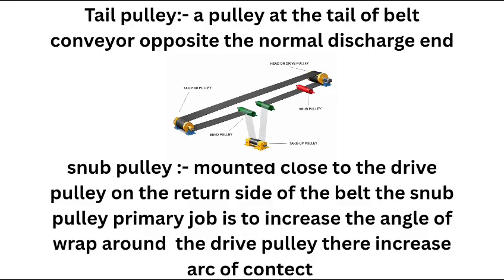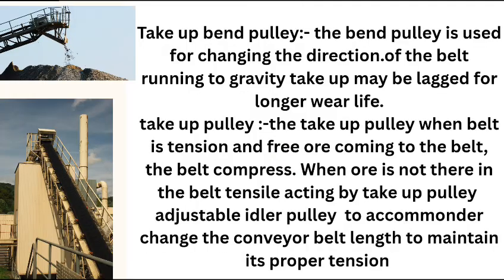Tail pulley: a pulley at the tail of the belt conveyor, opposite the normal discharge end. Snub pulley: mounted close to the drive pulley on the return side of the belt. The snub pulley's primary job is to increase the angle of wrap around the drive pulley. This increases the arc of contact.